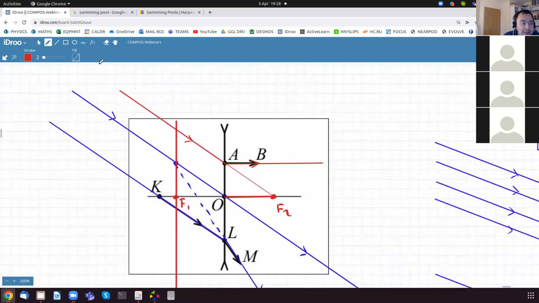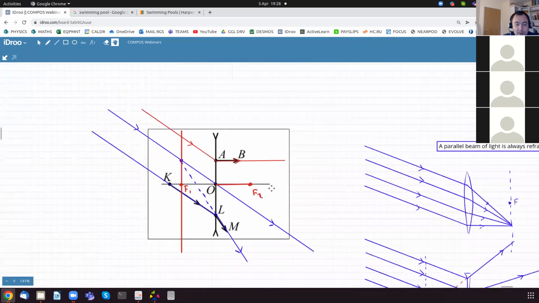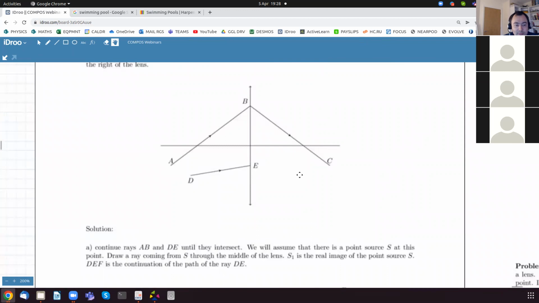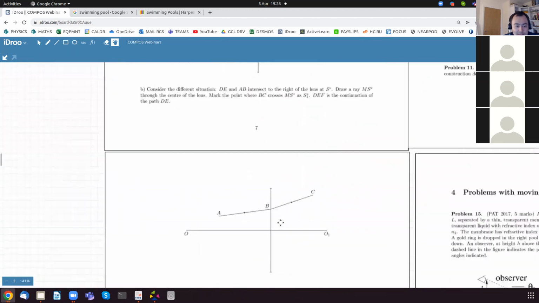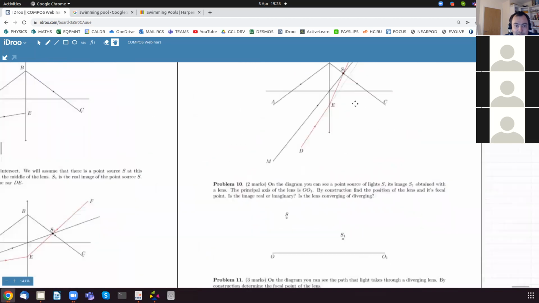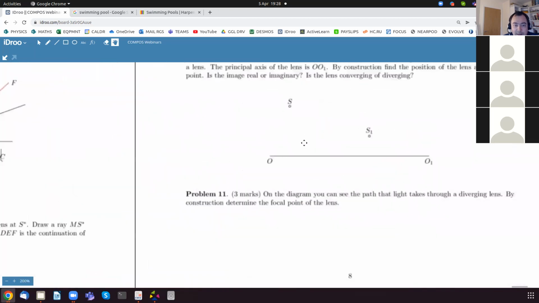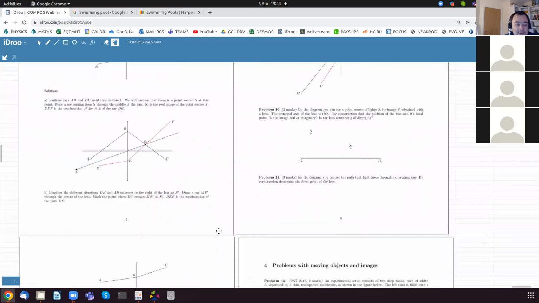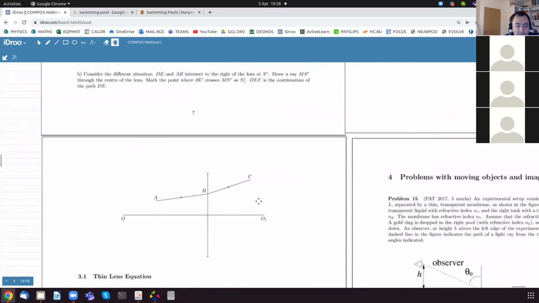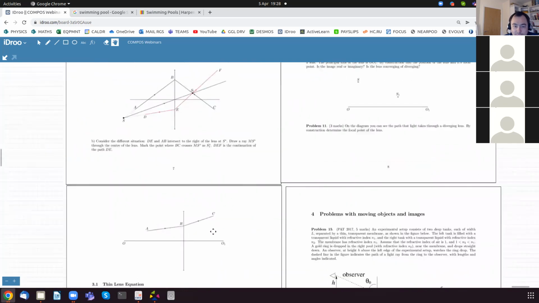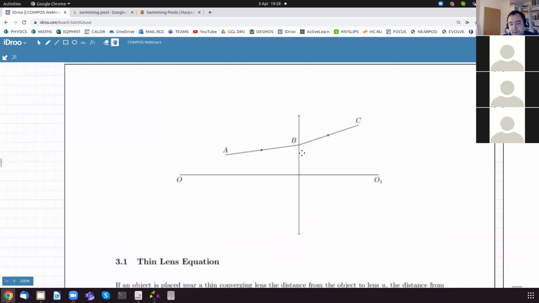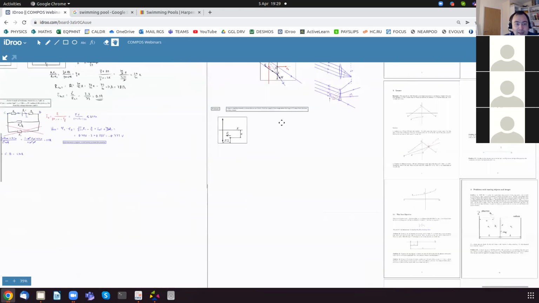So there are several questions like that in the assignment. Yeah, let's have a look at one of them. So this is this one. You need to continue the ray DE for a different direction. Then here you have the source and the image. You need to find where the lens is. And here, what do you need to do? You need to determine the focal point of this lens. This is another thing that you need to do.